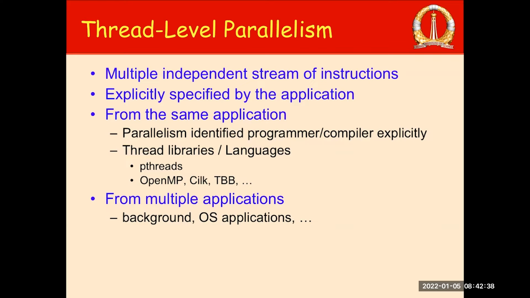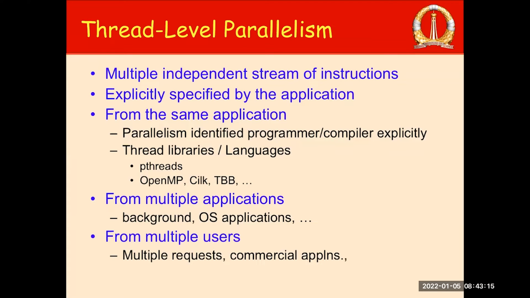For example, when the operating system is running in your system, there is a background job that is running, there is a browser that is running, there is music that is being played, etc. So there could be different threads, possibly from different applications, which could be executing together on your system, and the underlying processor could be exploiting thread level parallelism among these things. So when we talk about thread level parallelism, we may be talking about thread level parallelism from the same application or from different applications.